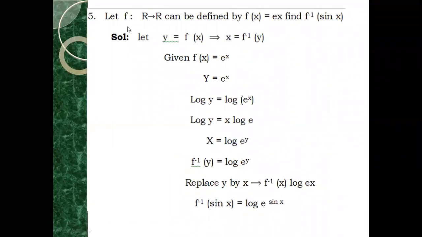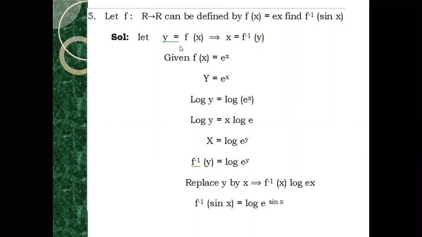Next one, let f map R to R be defined by f of x is equal to e power x. So f of x is the exponential function e power x. Find f inverse of sin x.